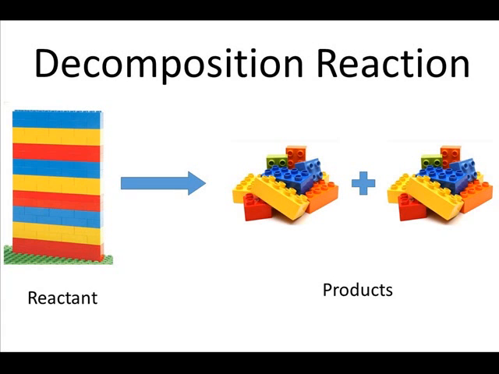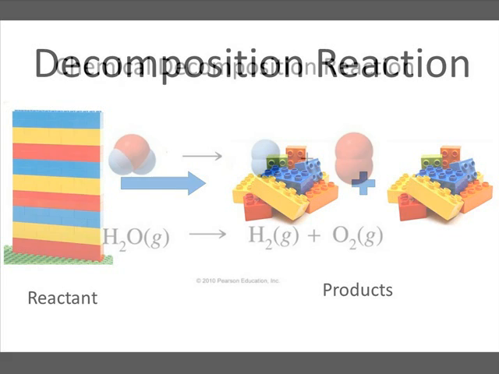A decomposition reaction is the reverse of an addition reaction. A decomposition reaction is a chemical change in which a single compound breaks down into two or more products. In a decomposition, Jenna's Lego wall is the reactant and the individual Lego pieces are the products.